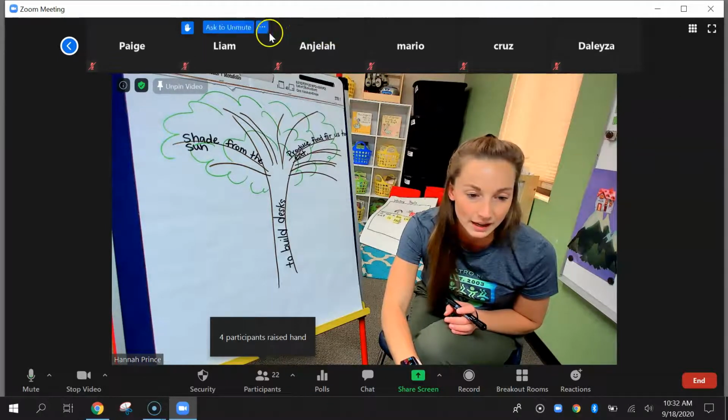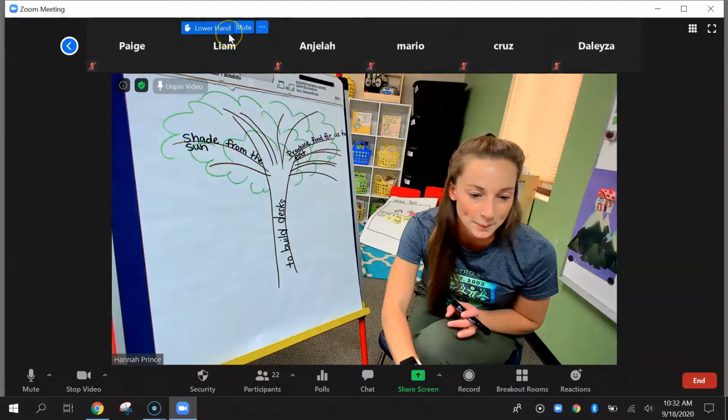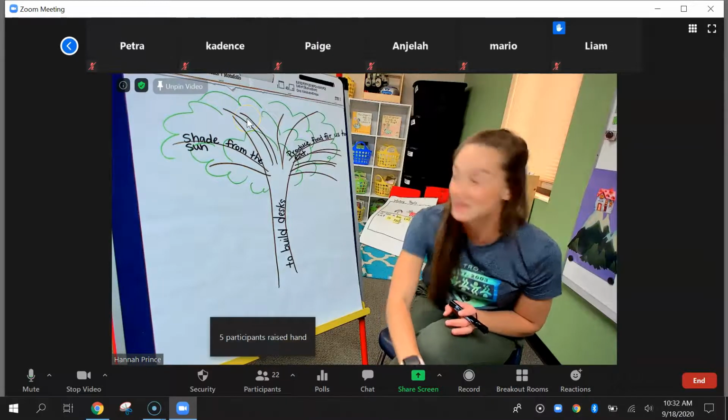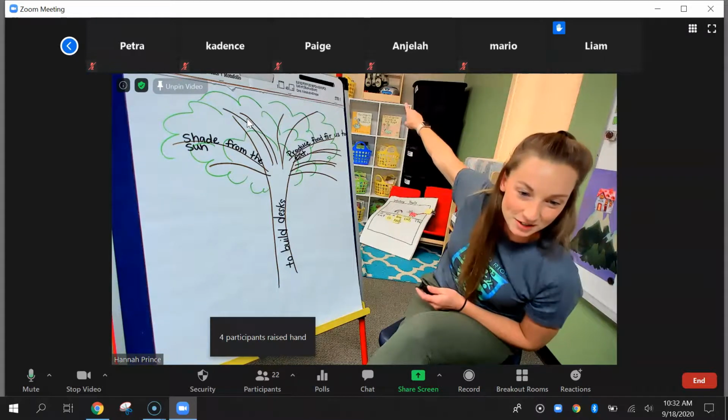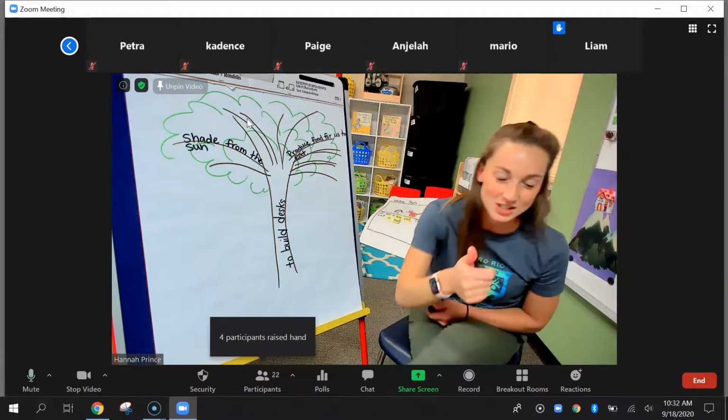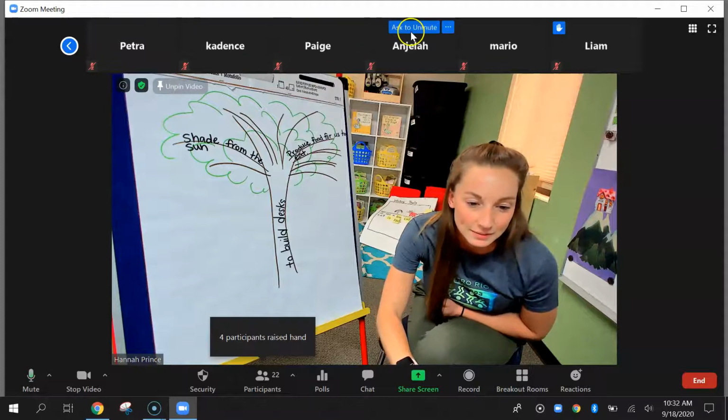Miss Prince. Yes, Liam. Behind you, there's wood. Yes, you are right. That bookshelf and that box up there. You are so right. Yep. Thank you for sharing.